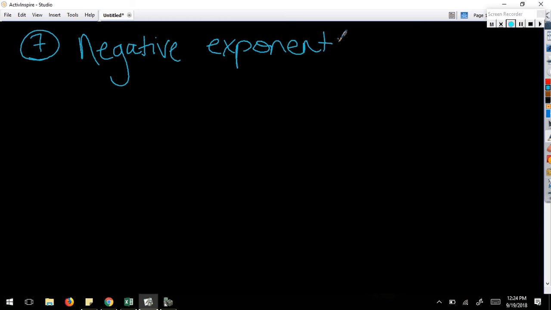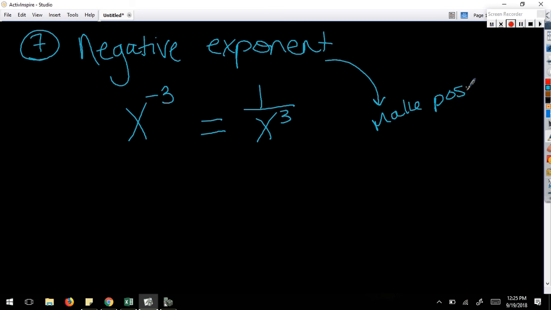Does anyone know what a negative exponent does? x to the negative 3 is 1 over x cubed. That's a fraction. When an exponent is negative, we don't like to keep it negative. It's not proper to keep them negative. So what we do when we have a negative exponent is we make it positive and we move it.